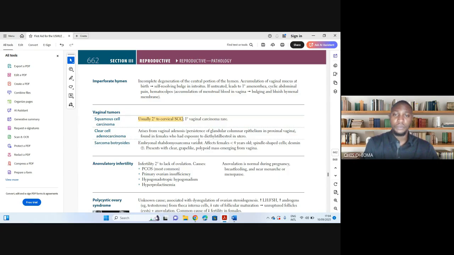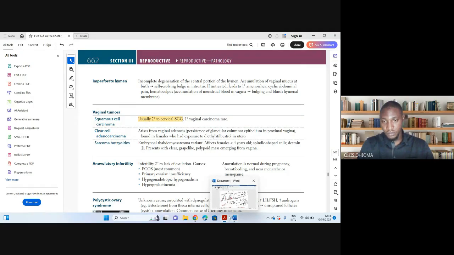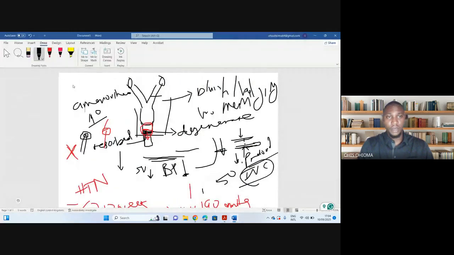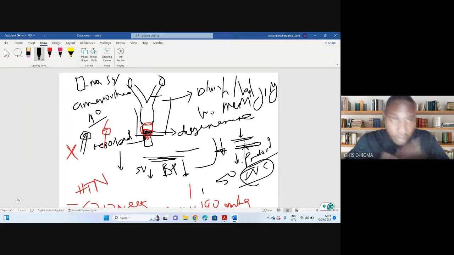Now, what happens basically is that when I was talking about the histology of the vagina, I was talking about the vagina having non-keratinized squamous cells, right? And so the proximal vagina has this non-keratinized squamous epithelium. And I explained the logical reason behind it.